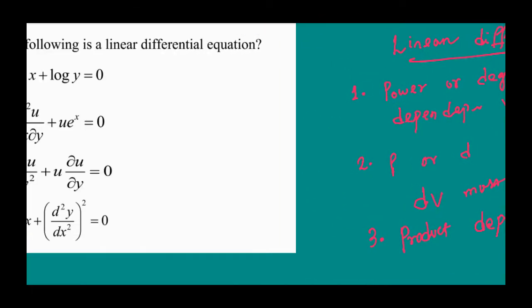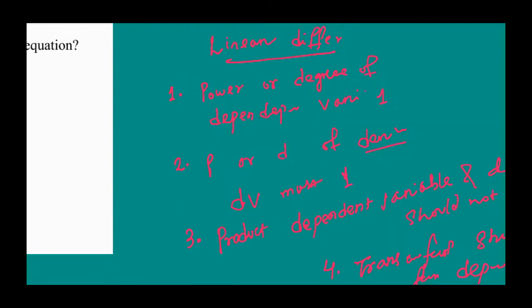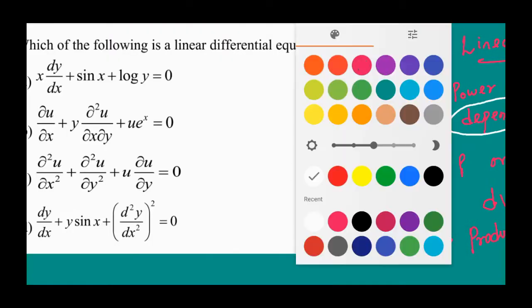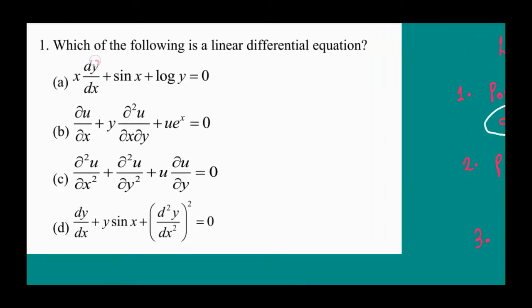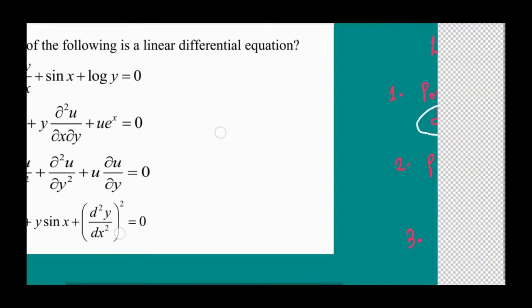In every condition there is a term, the dependent variable. What is the dependent variable? Suppose the first one here, x dy by dx. So y is the dependent variable and it depends upon x, and hence here y is the dependent variable. In next option B, u is the dependent variable. Here also u is the dependent variable and here y is the dependent variable.